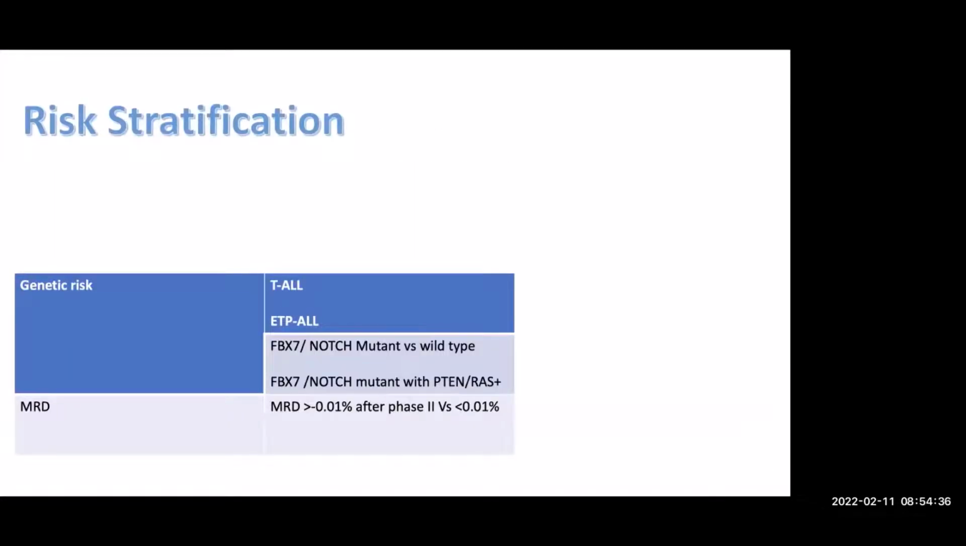Coming to the risk stratification, as we have seen the genetics, based on genetics, we have divided T cell acute lymphoblastic leukemia into T-ALL and ETP-ALL. And we have seen the importance of FBXW7 and Notch mutations in development of T-ALL. Based on genetic risk stratification, we can divide into T-ALL and ETP-ALL, because ETP-ALL has inferior outcomes compared with T-ALL.